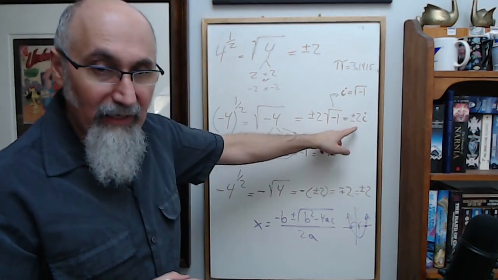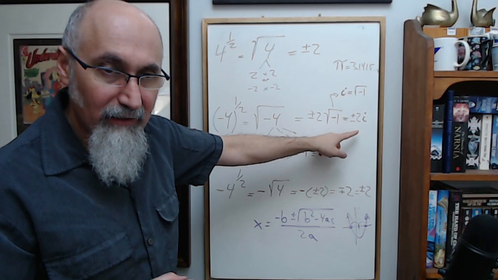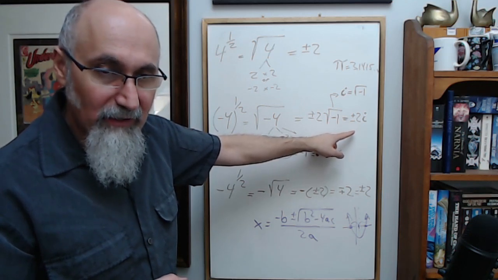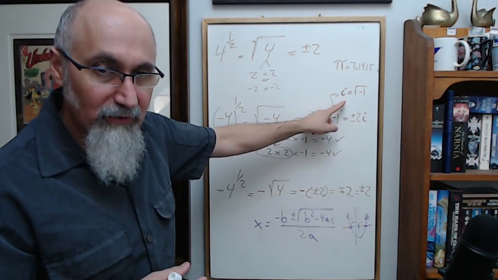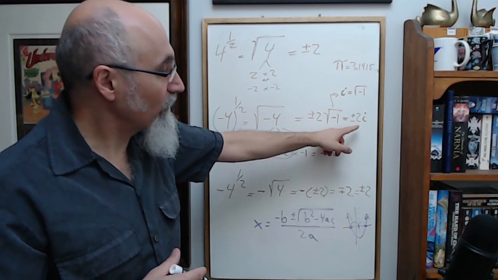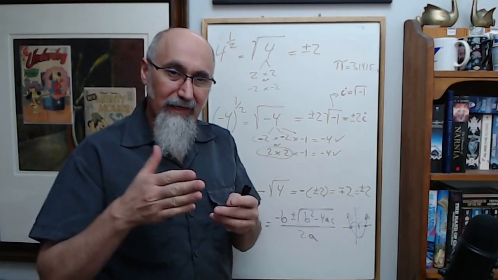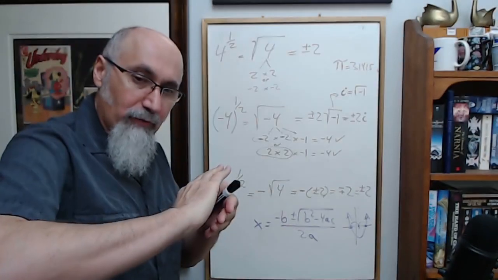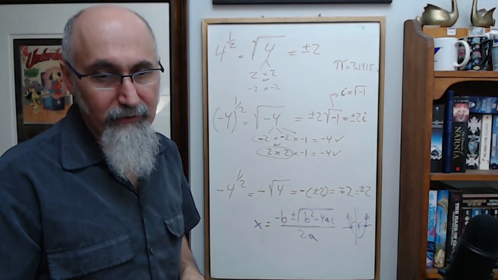In mathematics, whenever you see i with a number or just i by itself, we define it to be the square root of negative 1. That's all. And then there are different ways you can look at this. You can look at it as a third dimensional plane, as graphing in and whatnot.